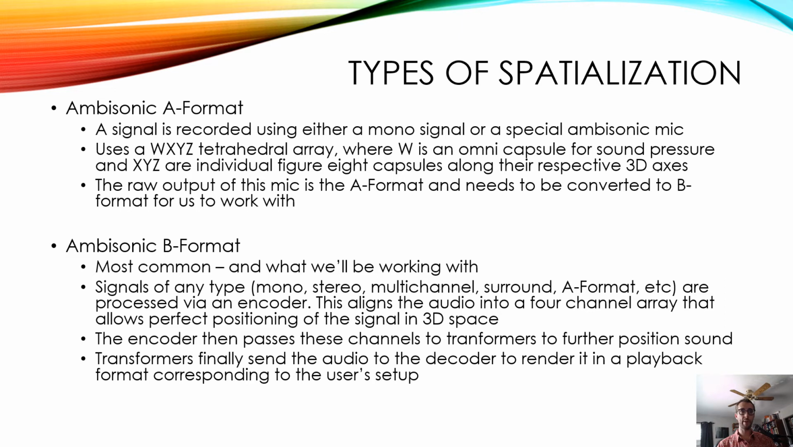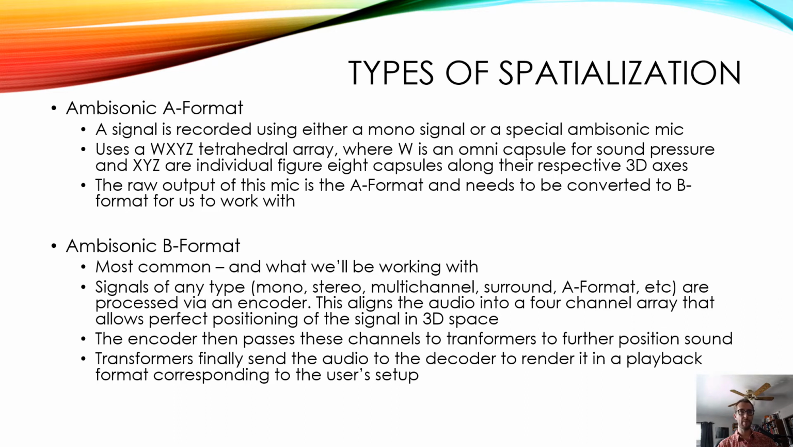There is the A format, where a signal is recorded using either a mono signal or a special ambisonic mic. And it uses on the mic a tetrahedral array W, X, Y, and Z, where W is an omni capsule that is recording sound pressure and just generally everything, and X, Y, and Z are individual figure 8 capsules along their respective 3D axis. The raw output of this mic is the A format, 4 channels, and needs to be converted to B format for us to work with.